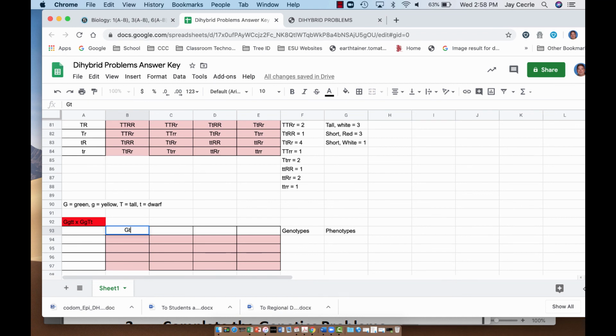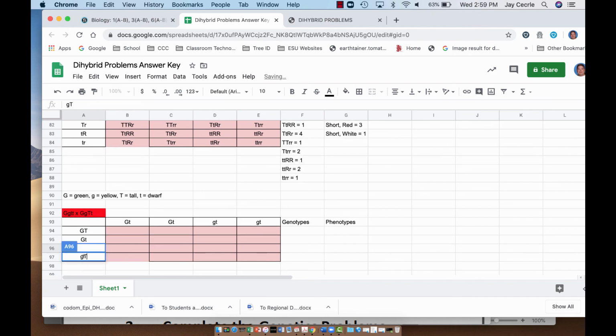Big G, little t, big G, little t, little g, little t, little g, little t. And this one's going to be big G, big T, big G, little t, little g, big T, and little g, little t. And then we're just going to match them up. And that one will end up being the same.